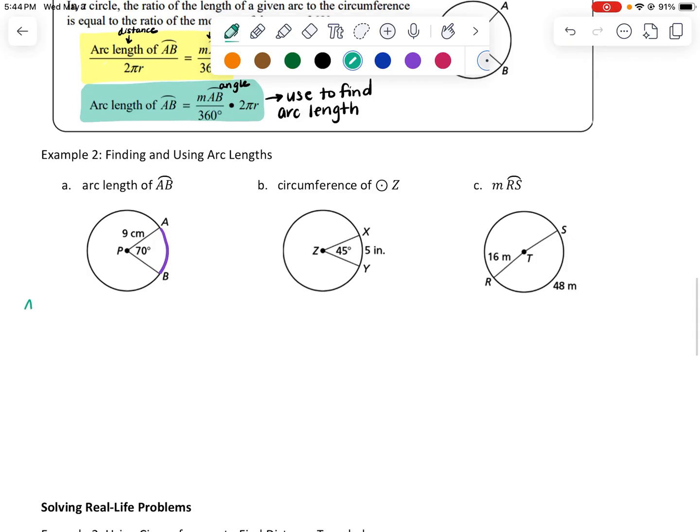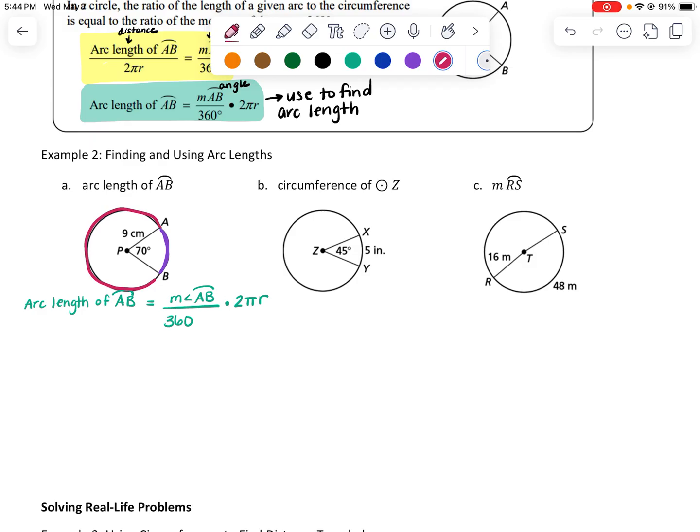So I know the arc length of AB is equal to the measure of arc AB. This is the angle over 360 times the circumference, because again, it's part of the circumference, so 2 pi r, right? Like I'm trying to find this purple piece of the whole circle. So the whole circle is the circumference, and I'm finding part of it, okay?